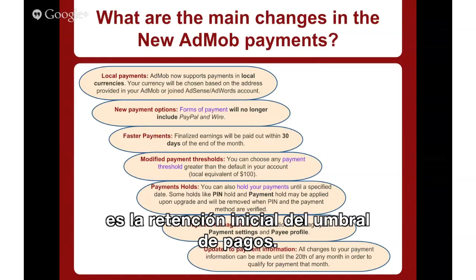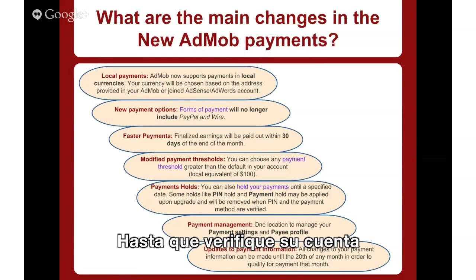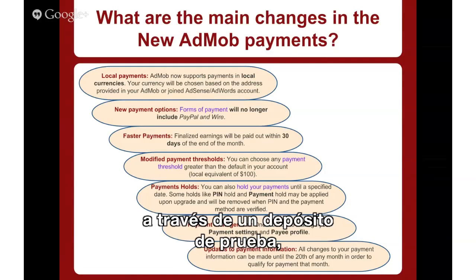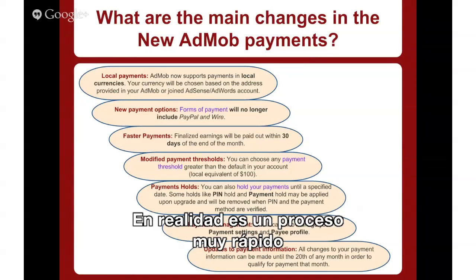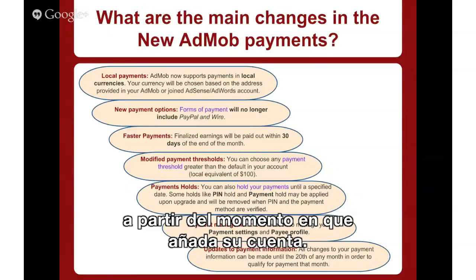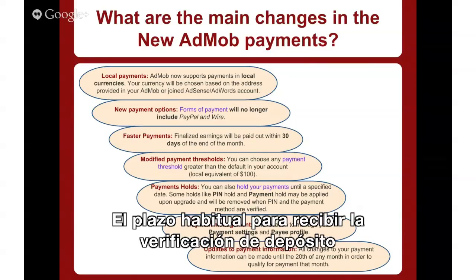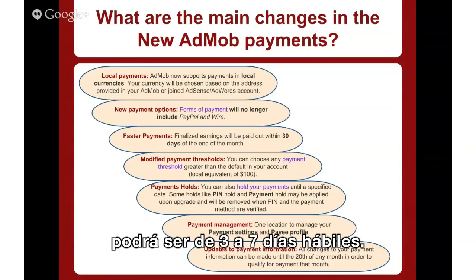hold for the payments. So up until the time that you verify your account with the amount of a test deposit, you will see a payment hold on your account. This is actually a very quick process. So from the moment you add your account, the usual time for you to receive the verification deposit will be maybe 3 to 7 business days.